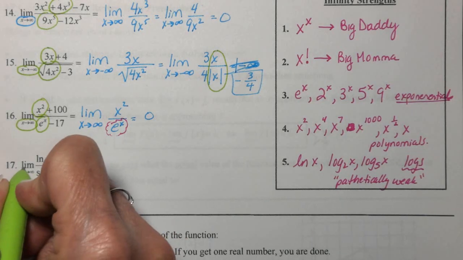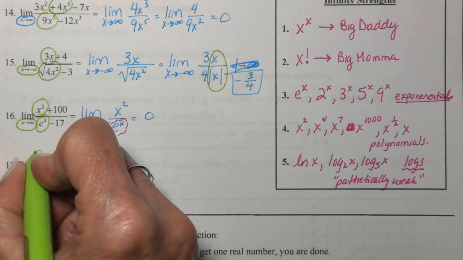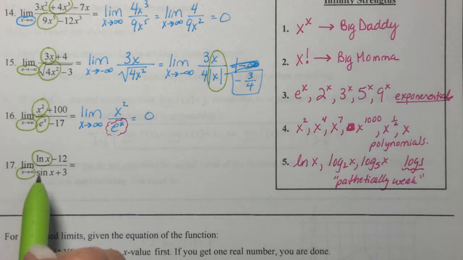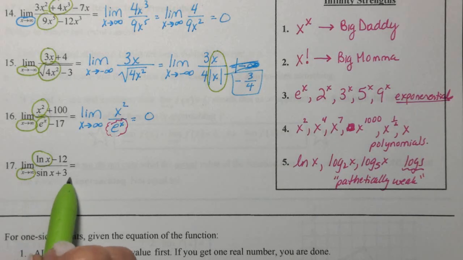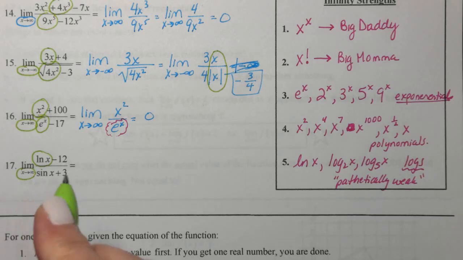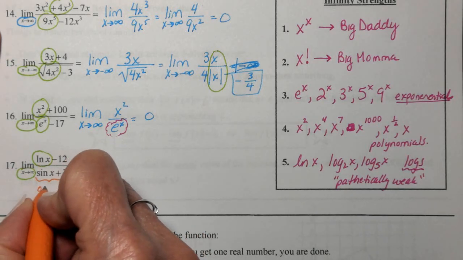X is going to infinity. So I need my strongest powered term on top and my strongest powered term on the bottom. ln of x is strongest on the top. On the bottom, is either of these going to infinity? Well, I know 3 is not going to infinity. Does sine x go to infinity? No, it does not. This denominator oscillates.